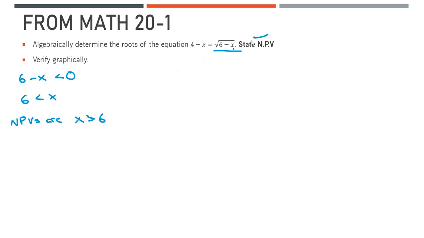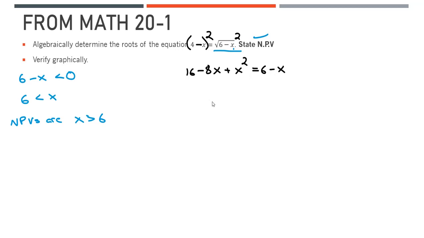Okay, step 1 done. Step 2, the radical is already isolated for us. So I'm going to square both sides. Now, when I do that, I've got to make sure I actually do FOIL to this. I can't just distribute the square. And this is a perfect square. So it's going to be 4 squared, which is 16. And then 4 times x is 4x, and then we double that. So it's -8x, because of that minus sign there, and negative x times negative x is x squared. On the right side, we have 6 minus x left over.